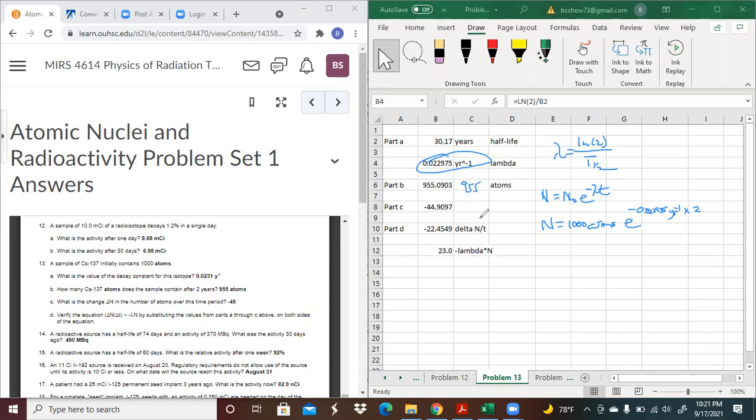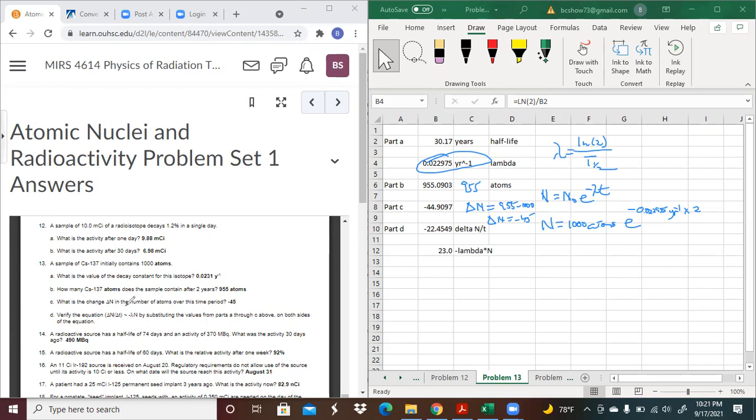So for part C, the change in N, basically I've gone to 955 atoms from 1,000. So the change in N is essentially going to be minus 45. Here you can see my computations, it comes up with a fraction, but you don't really have a fraction. You deal with whole numbers here, so it's minus 45.